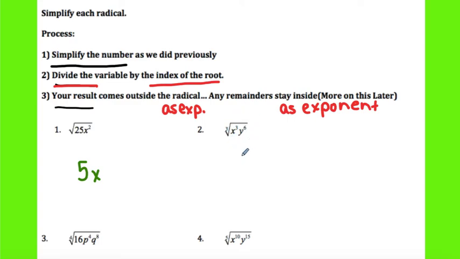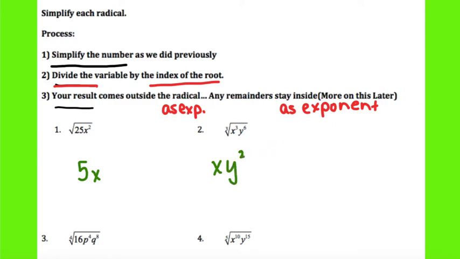The cubed root of x cubed y to the 6th. So I'm going to take the x cubed, and divide 3 by the index of 3, which is 1. It goes in evenly. So x to the 1 is going to come out. I'm going to divide 6 by 3. 6 divided by 3 is 2, no remainders, so y squared is going to come out.